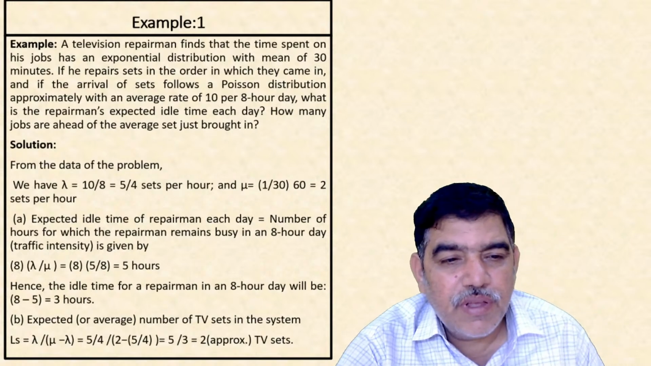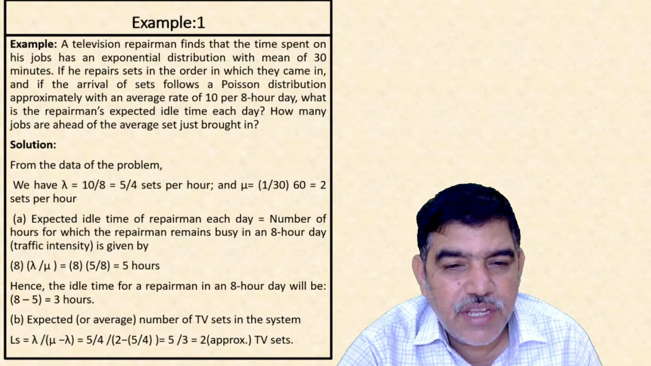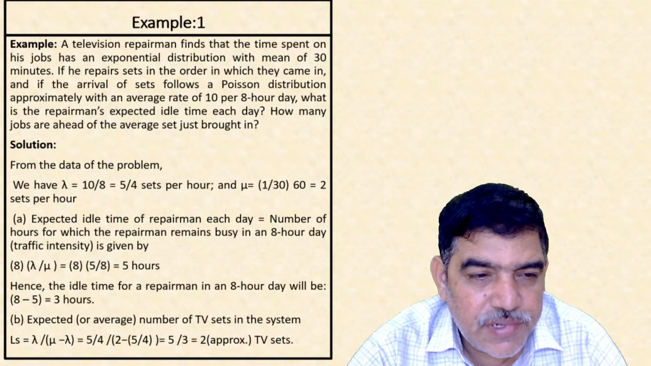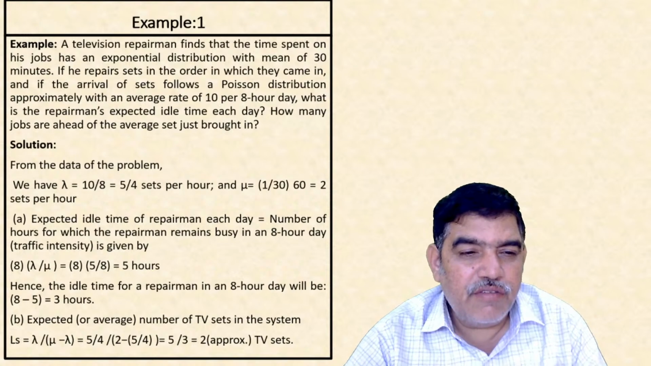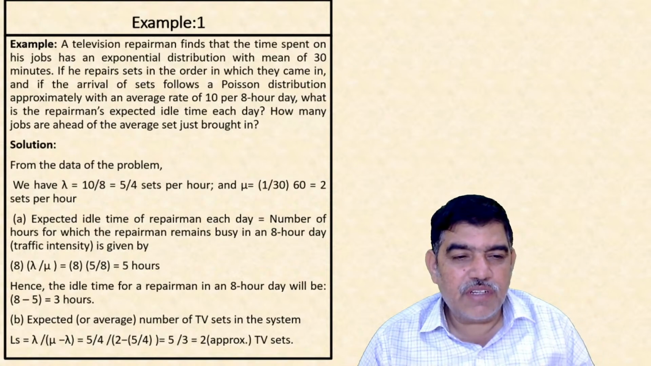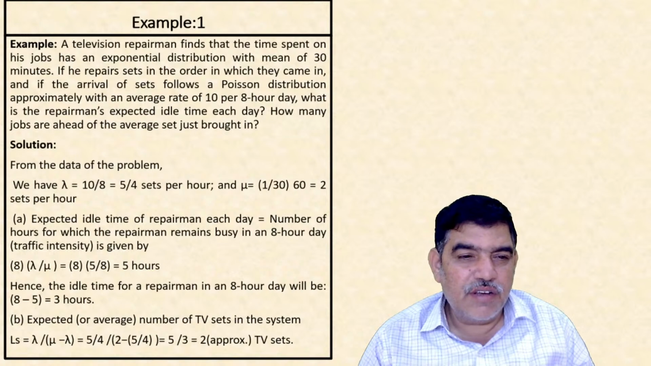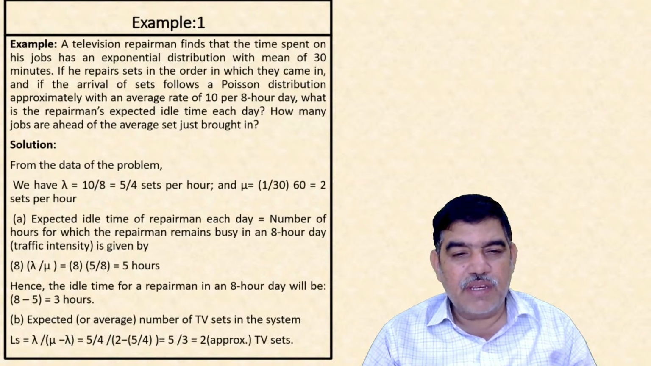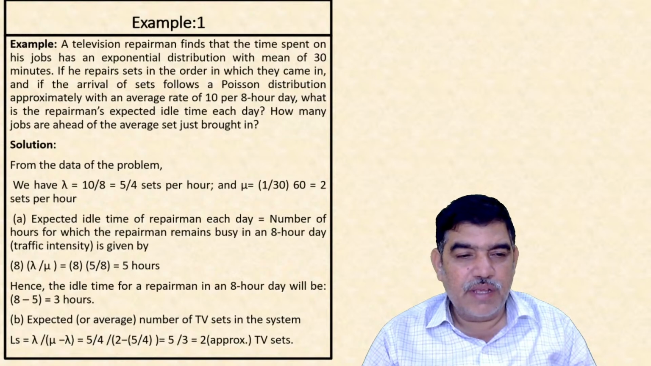Expected idle time of the repairman each day equals 8 hours minus the number of hours for which the repairman remains busy in an 8-hour day. Then lambda by mu equals 5 by 4 divided by 2, that is 5 by 8. Multiplied by 8, that indicates 5 hours. Hence the idle time of the repairman in an 8-hour day will be 8 minus 5 equal to 3 hours.